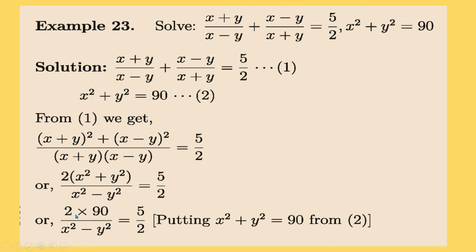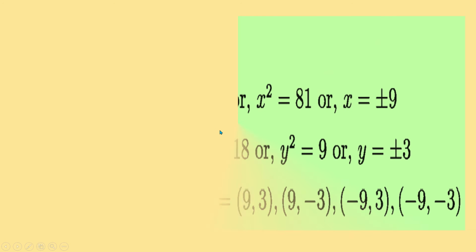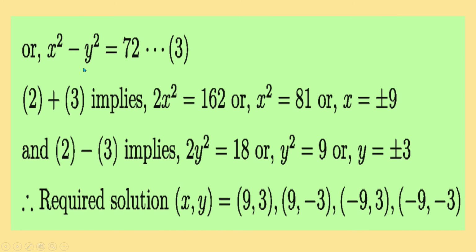So 2 into 90 means 180, and this will be fixed: x square minus y square, and the right side will be 5 divided by 2. Now follow: x square minus y square is equal to 72. Okay, this is equation number 3.